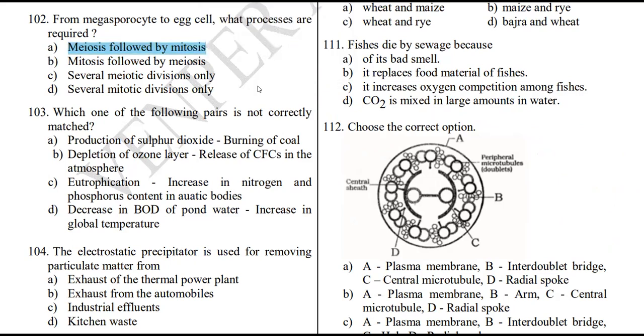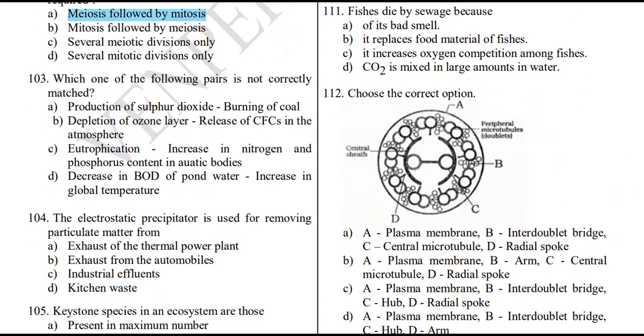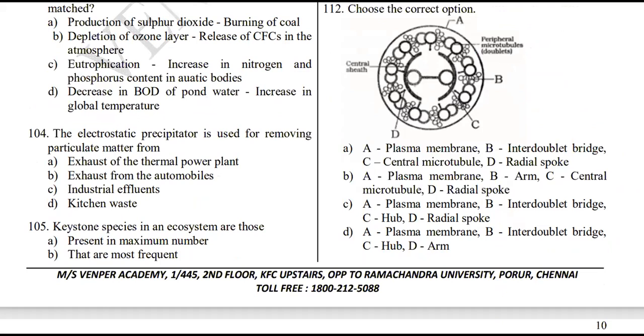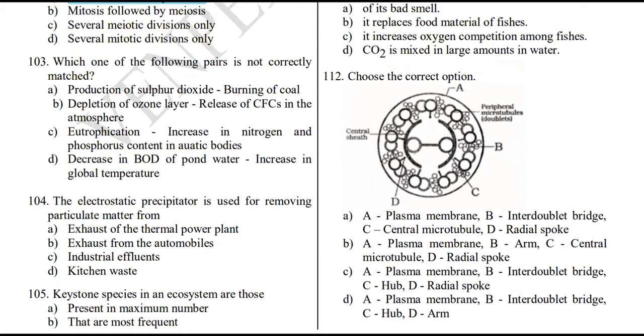Okay, let's see the next option. Question: which of the following pairs is not correctly matched? Let's see this. The production of sulfur dioxide. Yes, sulfur dioxide is the one mainly released in the burning of coal. If you're talking about ozone depletion, the main problem is due to the release of chlorofluorocarbons; the ozone layer is getting depleted.